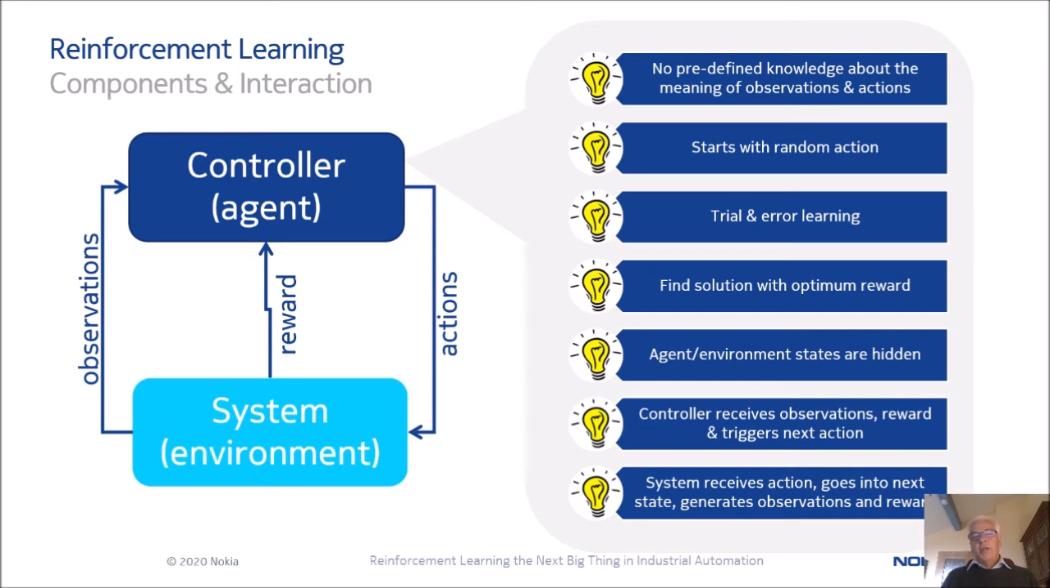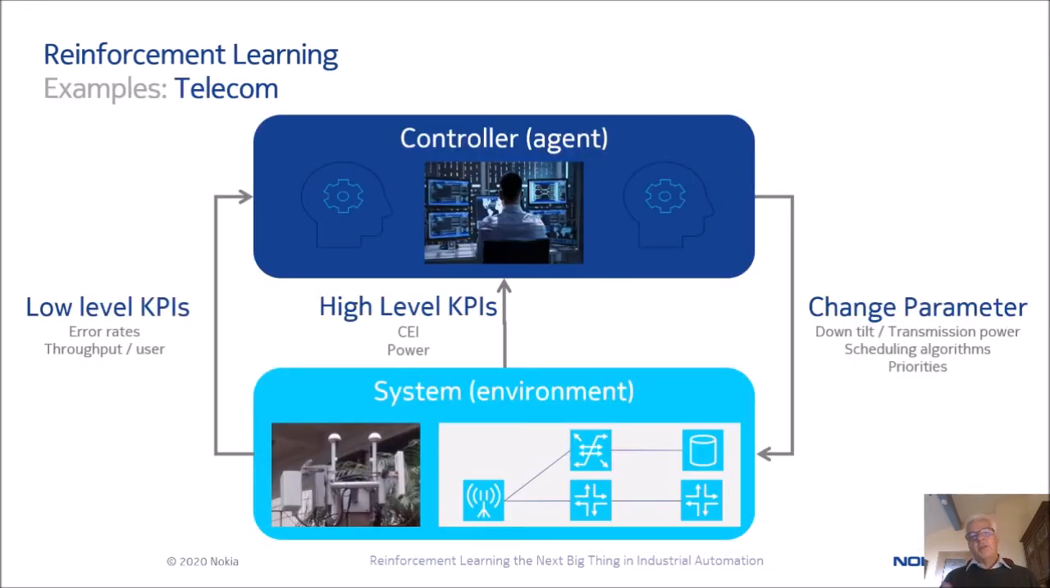The states in the agent and in the environment are totally hidden, so no one knows from the other what kind of internal states there are. The controller receives observations and reward and triggers the next action, whereas the system receives this action, goes into the next state, and generates new observations and reward. So this is the whole way this system works. That's a pretty simple model, but you can certainly apply this to technical machinery. Here is an example of how you can apply this to a mobile telecommunication network.